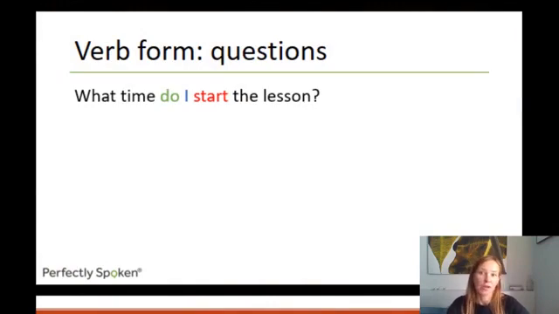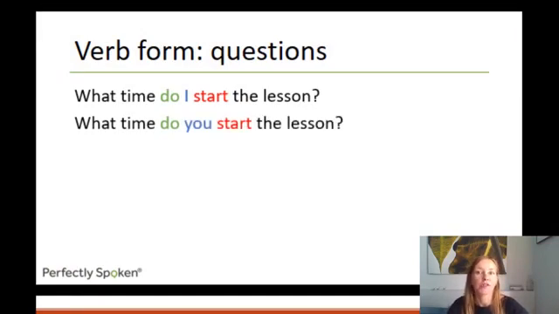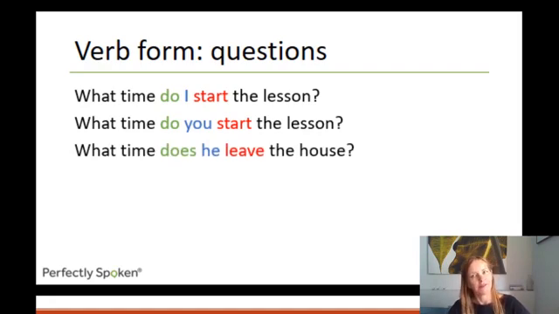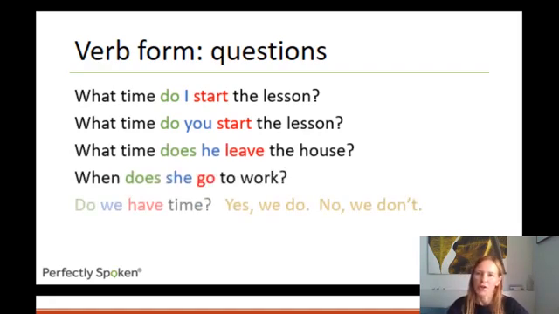Right, so for example, what time do I start the lesson? What time do you start the lesson? What time does he leave the house? When does she go to work? Do we have time? Yes, we do. No, we don't. Okay, so here you can see, again, we use the auxiliary verb and the subject, and the auxiliary verb and the subject are changed in place. And notice in the last question, do we have time? The short answers, we use the auxiliary verb.